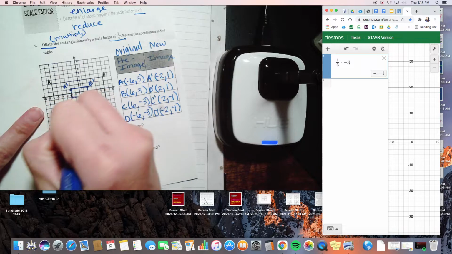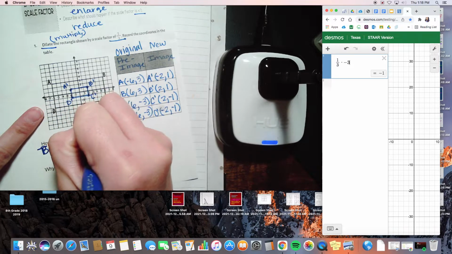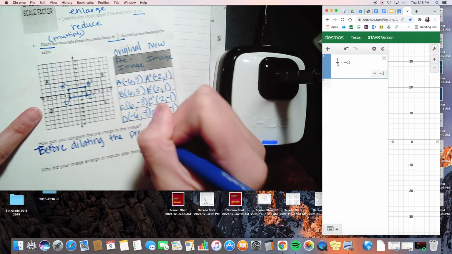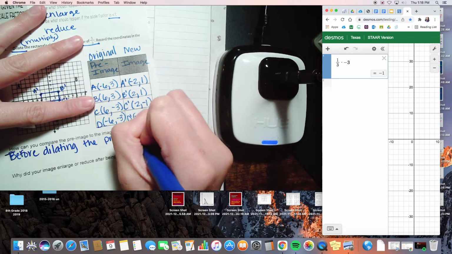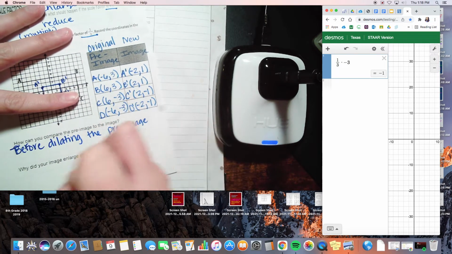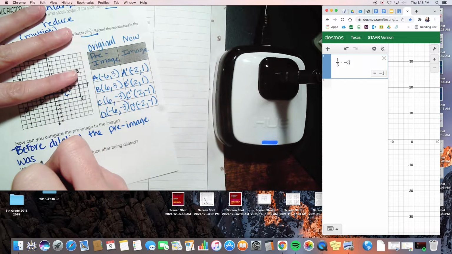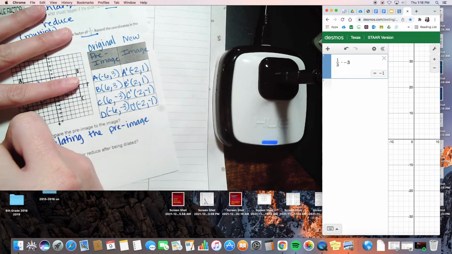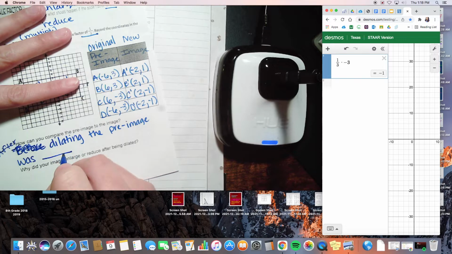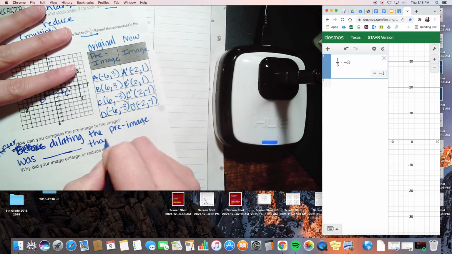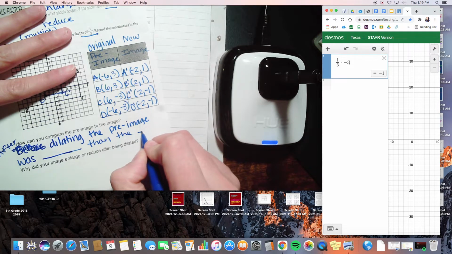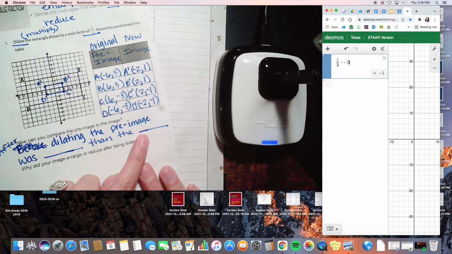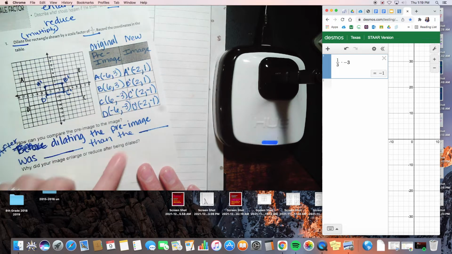Before dilating, the pre-image was, oh sorry, not before, it should say after. After dilating, the pre-image was blank than the, what do we call the new? Okay, if we use pre-image, make sure you're using the correct word for the new one, which would be image. So I just gave you part of it.